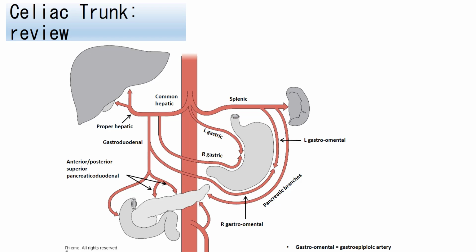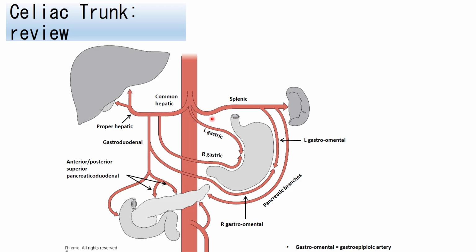The proper hepatic artery is just the continuation of the common hepatic artery after the gastroduodenal branches off. It'll then branch into the left and right hepatic arteries that supply the left and right lobes of the liver. It also has a branch that goes to the gallbladder called the cystic artery. And actually the cystic artery supplies not just the gallbladder but also the upper biliary system in general.